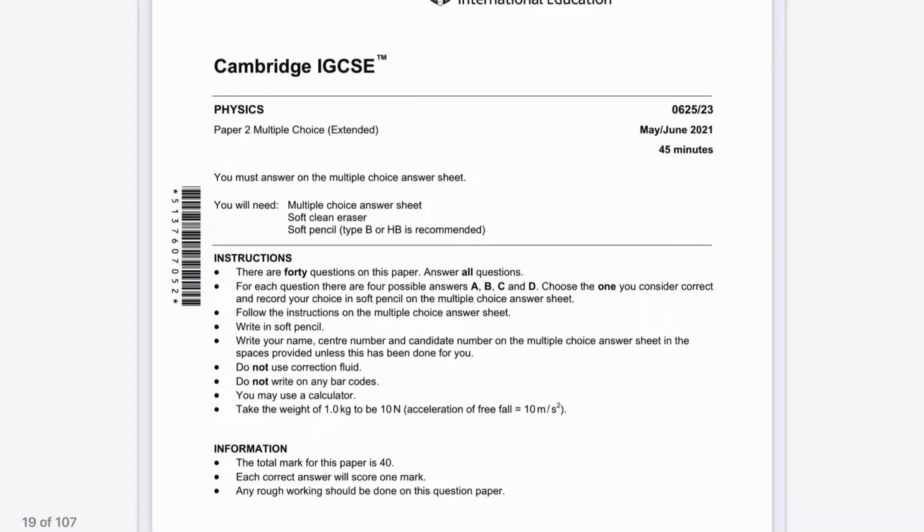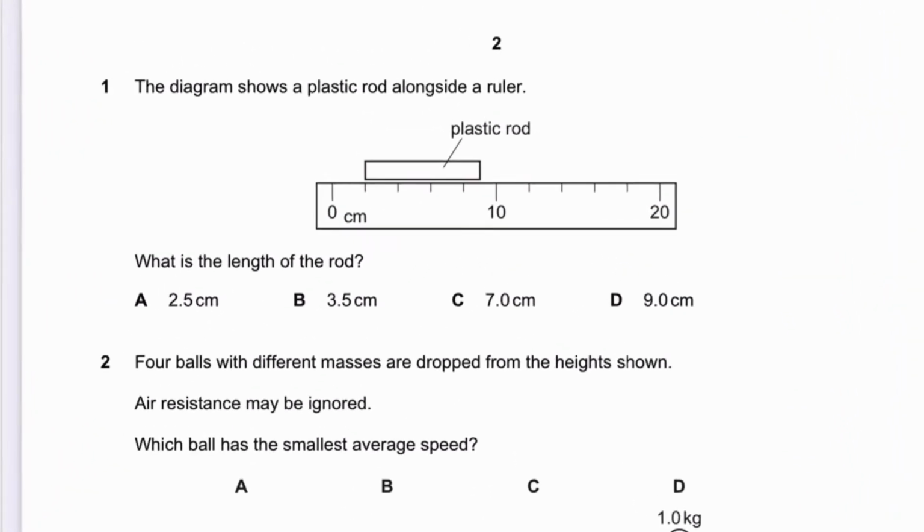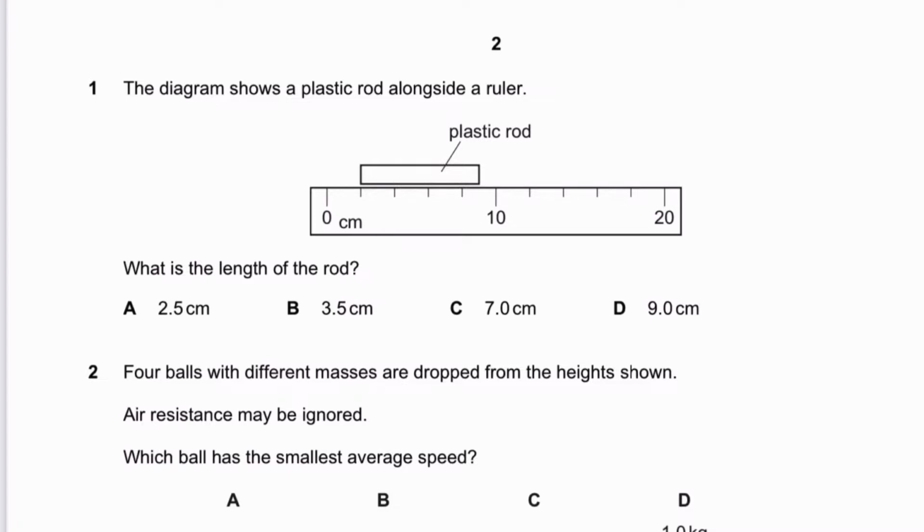Okay, P2 variant 23, May-June 2021. P2 is our multiple choice question paper, so let's start. Question number 1. The diagram shows a plastic rod alongside a ruler. What is the length of the rod?